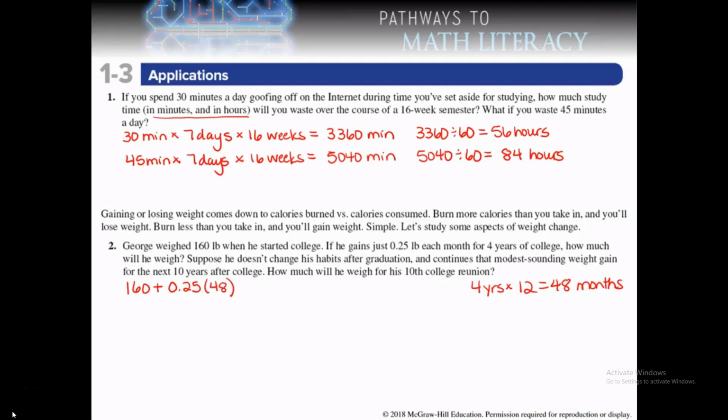Now, how much will he weigh if he continues to gain that after his 10th college reunion? So now he weighs 172 pounds plus 1/4 of a pound for 10 years. So in 10 years times 12 months, there are 120 months. So that's what I need to multiply the 1/4 of a pound by. And that comes out to 202 pounds.